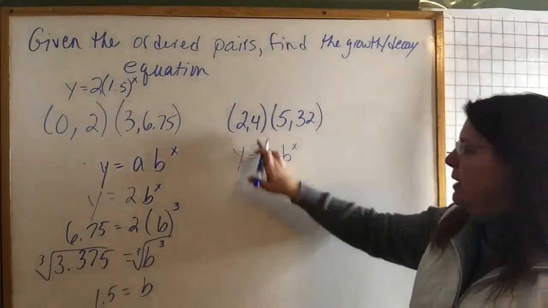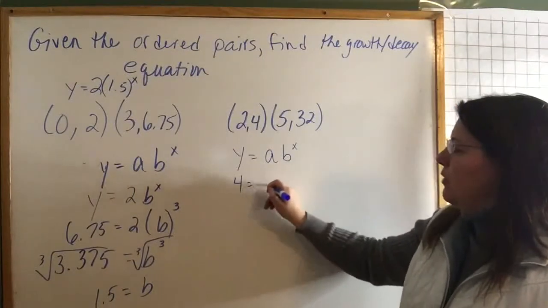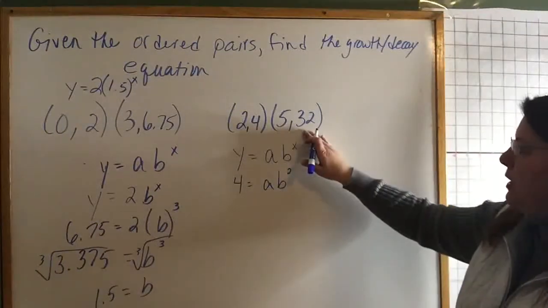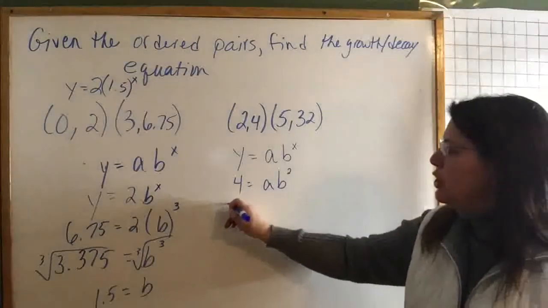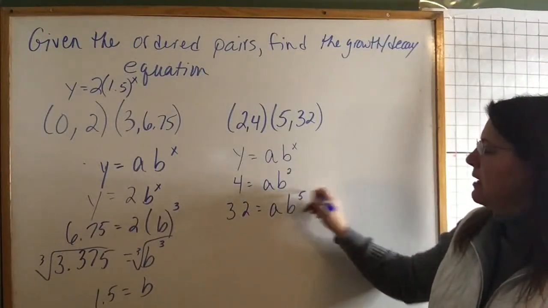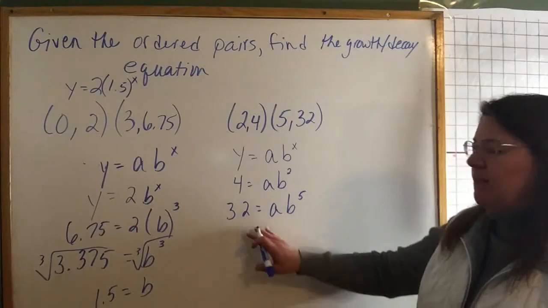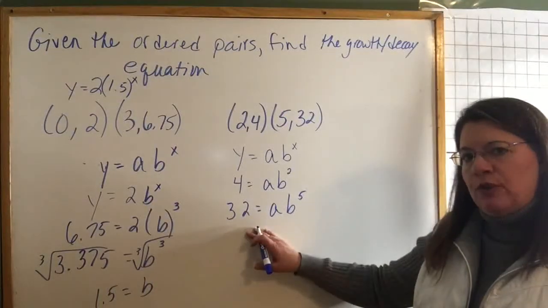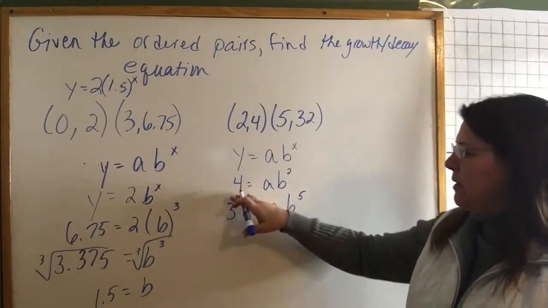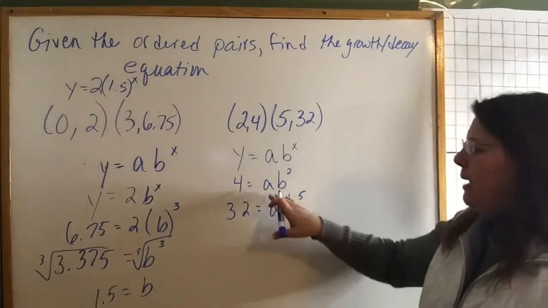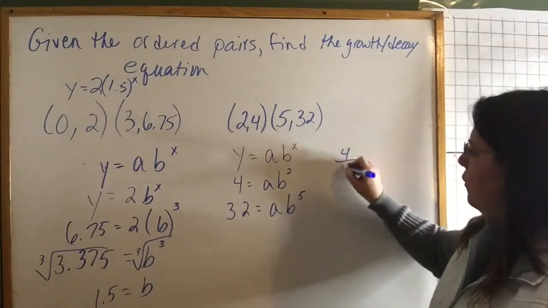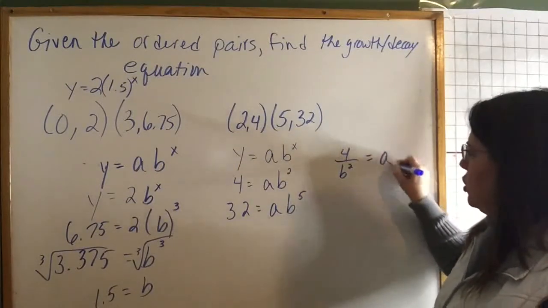So for the first one, I would have 4 equals A times B to the second. And for the other one, I would have 32 equals A times B to the fifth. And then I could use substitution to solve it. I think this one's a little bit easier because the numbers are smaller, so I'm going to get A by itself here. If I do that, I would have 4 over B squared is equal to A.